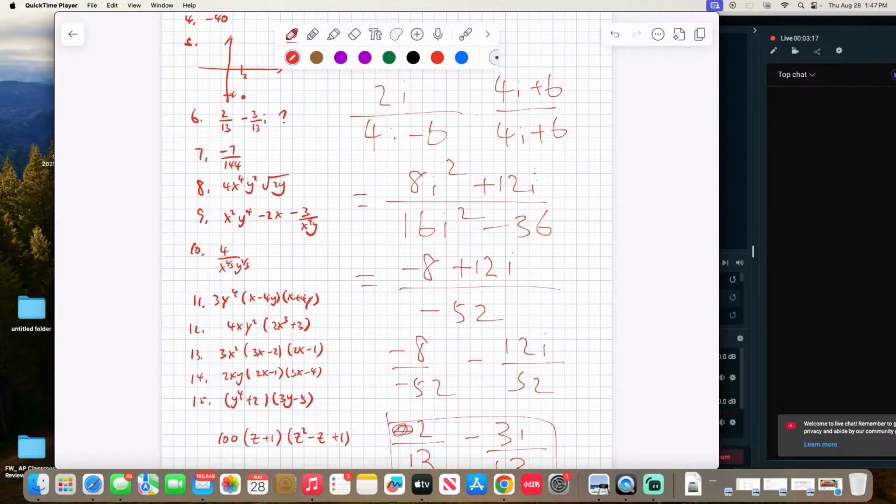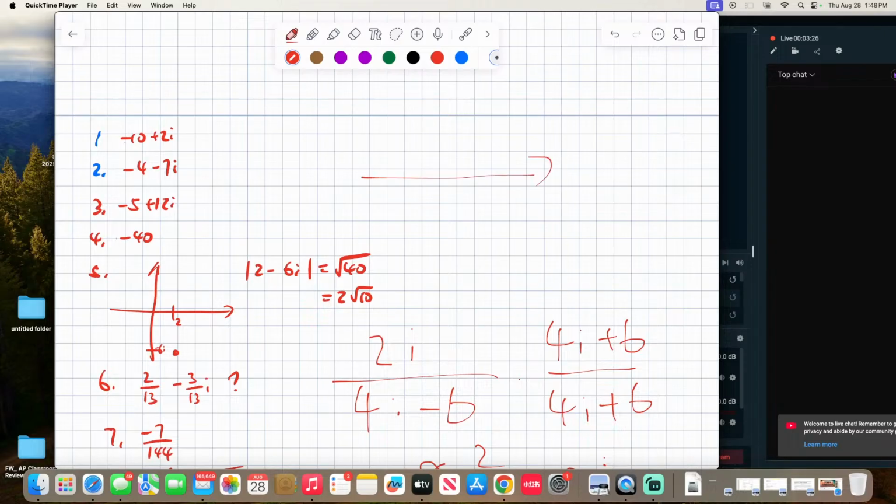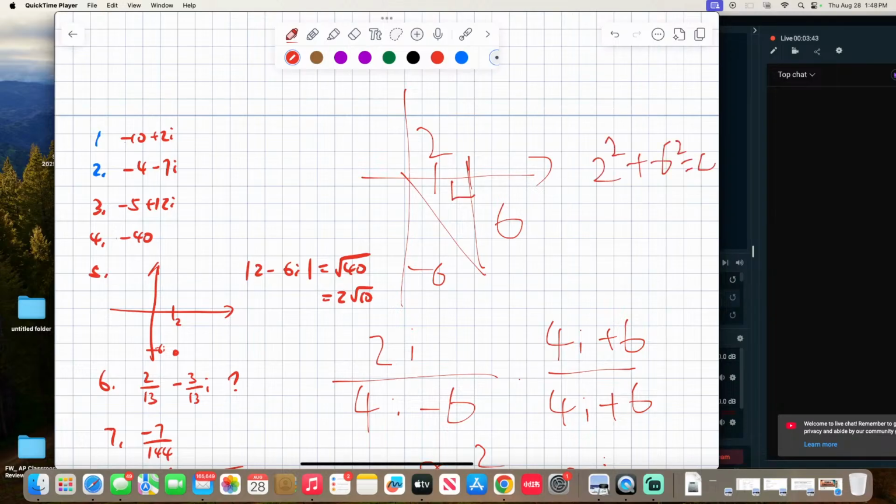Do the absolute value. For the absolute value, basically you're just going to draw a triangle. So 2 and 6. You want to find out the distance. Don't worry about i, just know the distance. So basically it's the Pythagorean theorem: 2 squared plus 6 squared equals c squared. So c squared is equal to 40, so c is equal to square root of 40, which is equal to 2 root 10. And that's it. Next question.